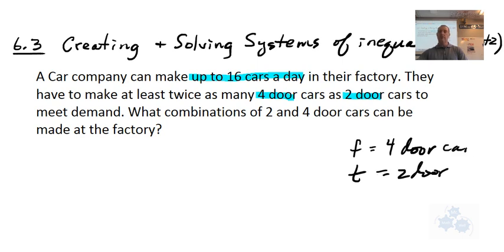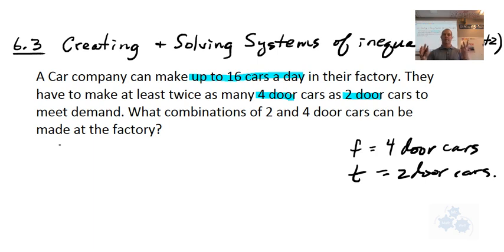2-door cars. Okay. Now the company can make up to 16 cars a day. So that is equaling 16 as a max, or anything less than 16, right? So they can make less than or equal to 16. So any ideas on what kind of inequality, because it's going to be our first one, kind of summarizing that information? Any ideas? Want to shout it out?